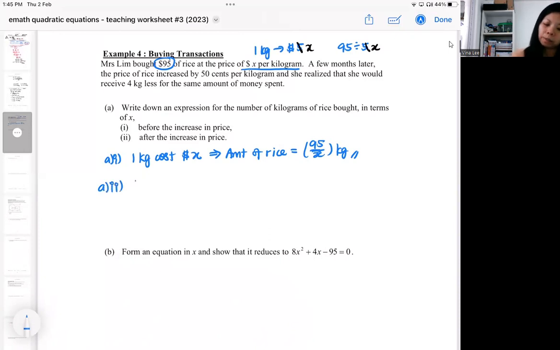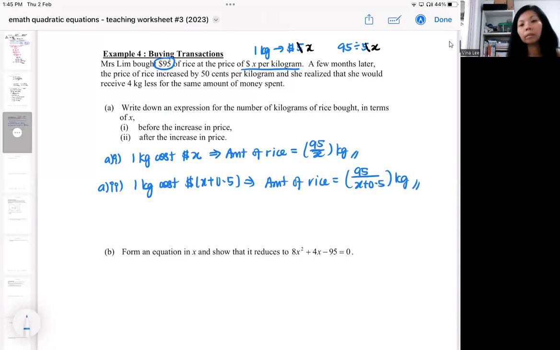So after the price increase, 1 kg is going to cost 50 cents more. And I'm going to find out the amount of rice. The amount of rice will be 95 over X plus 0.5. So we got the two quantities of rice: the quantity before the price increase and the quantity after the price increase.